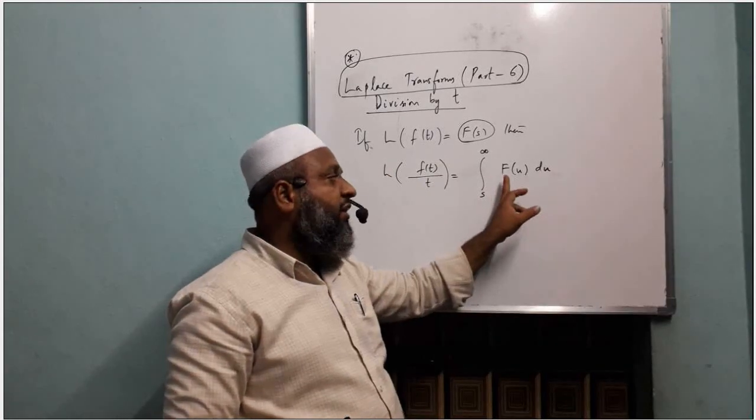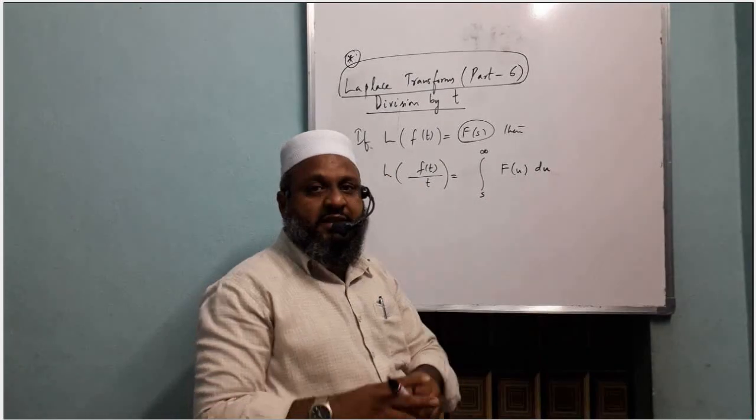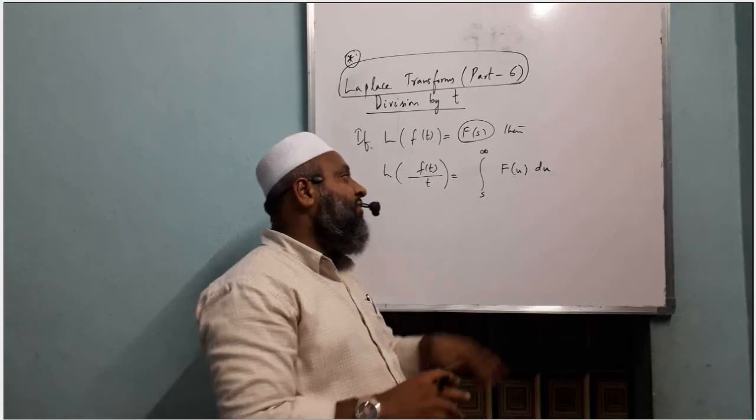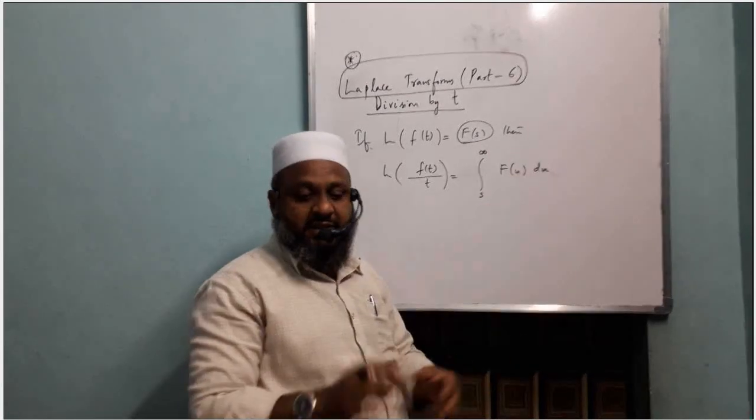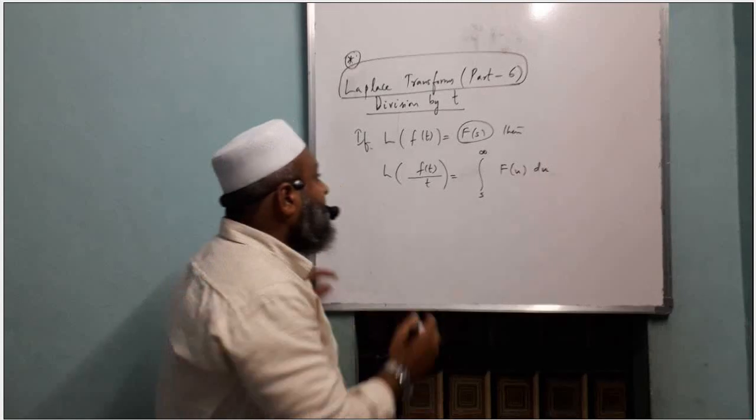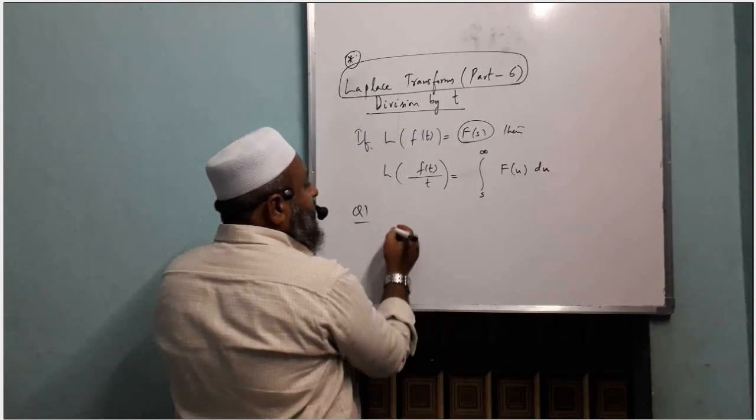There is nothing wrong in writing f of s ds, where s is to be substituted with infinity and s as the upper and the lower limits. Okay, let us see the problem on this one.